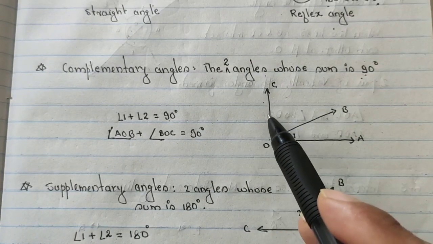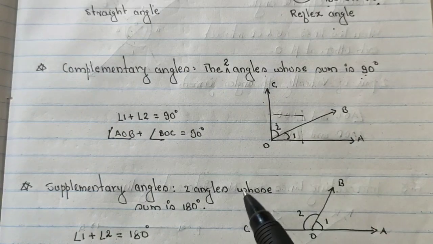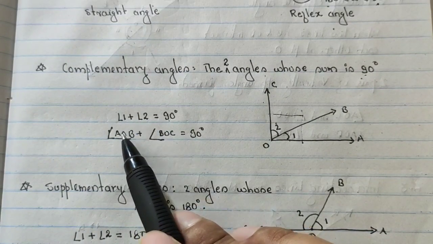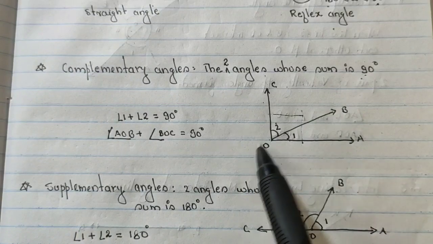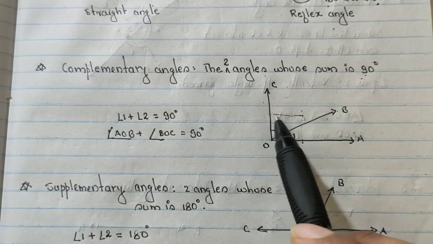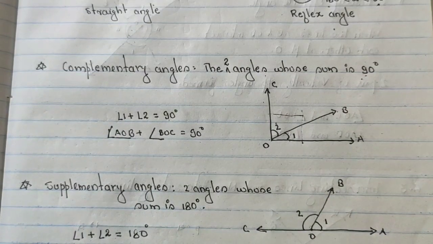So this total is 90 degrees. Here I can write it like this, or angle AOB plus angle BOC. I am getting the full angle which is 90 degrees.